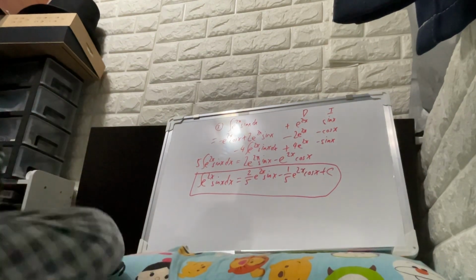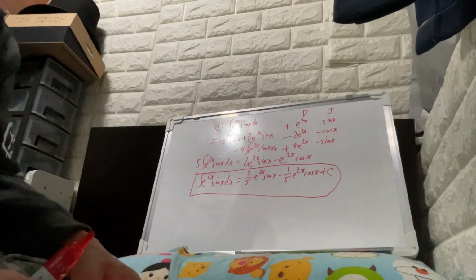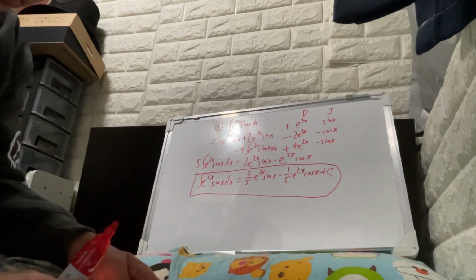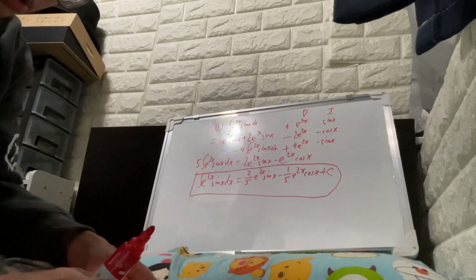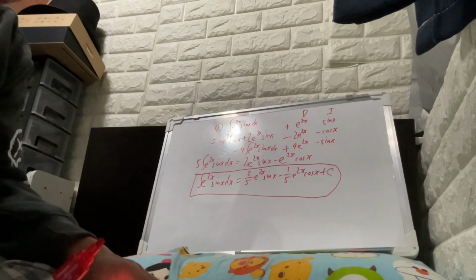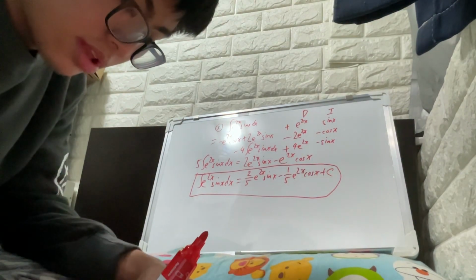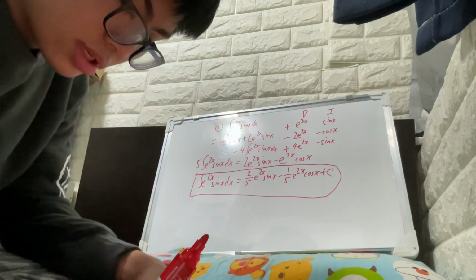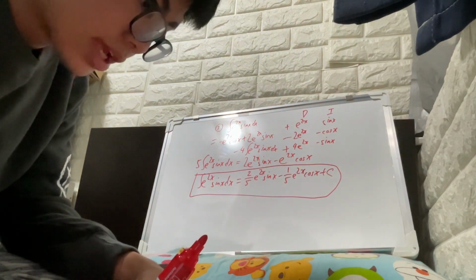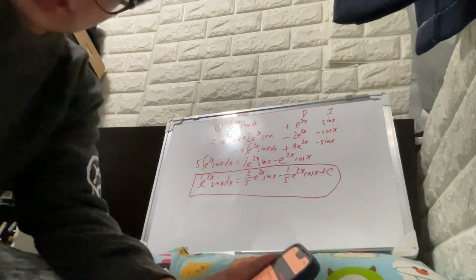Do I make any mistake here? Let me check Wolfram Alpha. Let me type the integral: e to the x, e to the 2x sine x. Let me try it out.